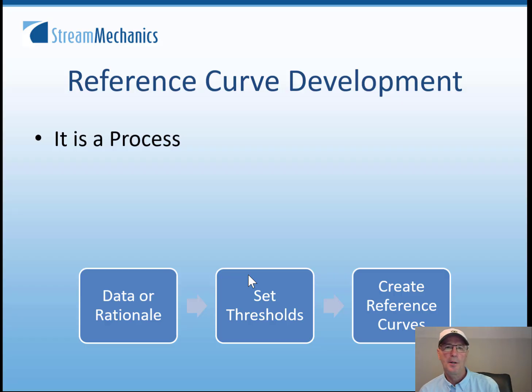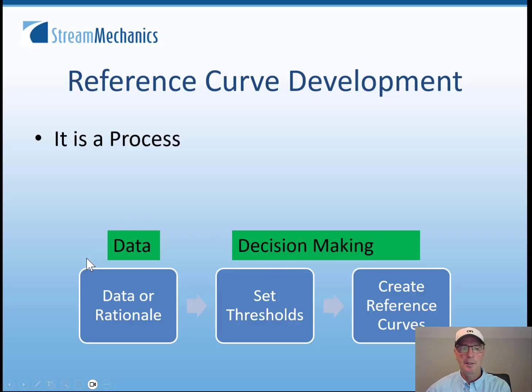All right, so as I noted, reference curve development is a process. We're going to start with either data or some kind of rationale. So we have our data gathering, data collection, and then we've got to set those thresholds, and then from the thresholds, we can create the curves. So what you're going to see as I go through this is that it starts with data or information, rationale, and moves into decision making.